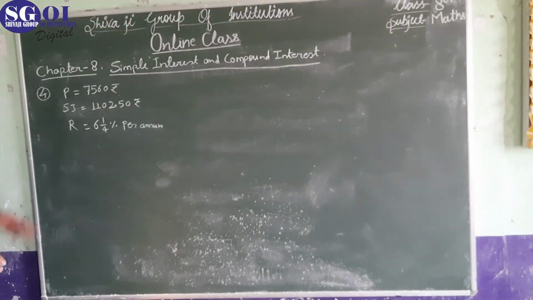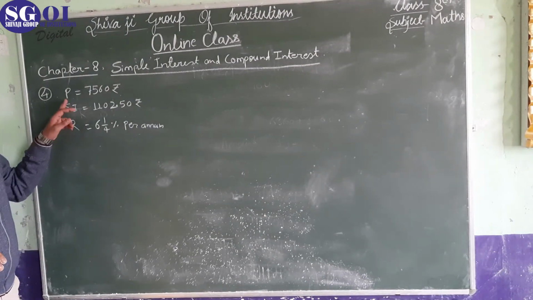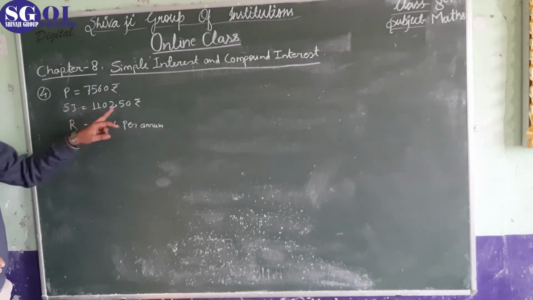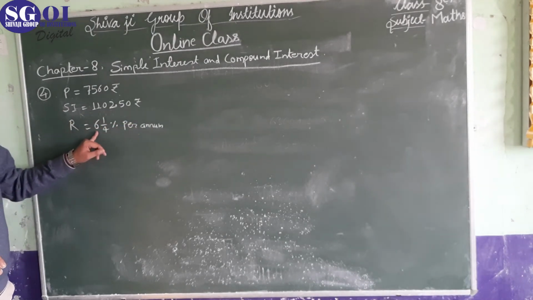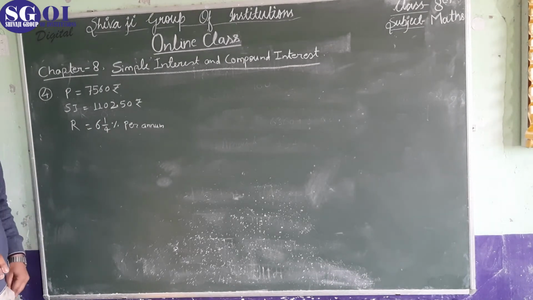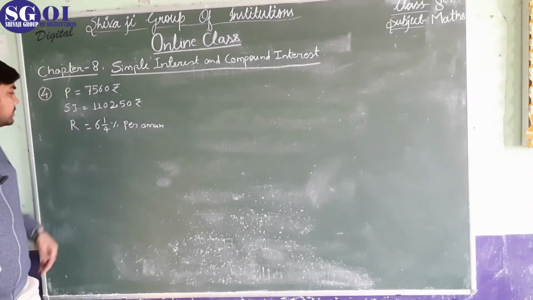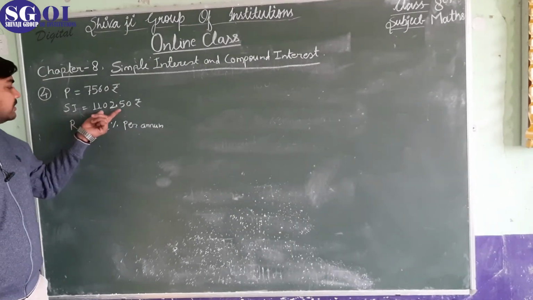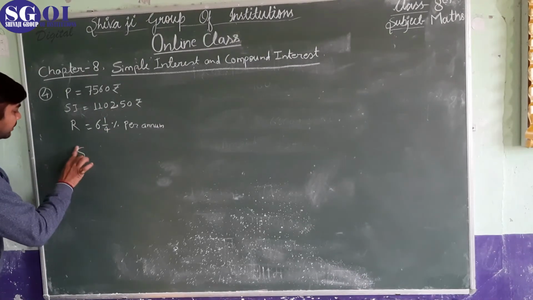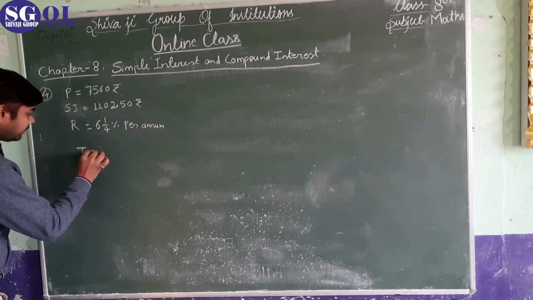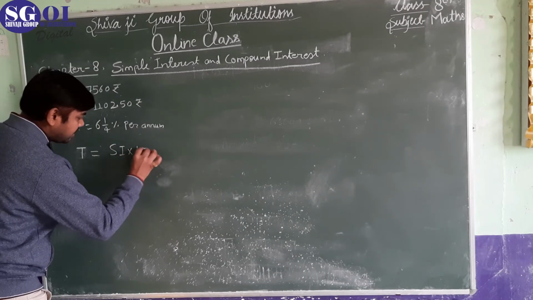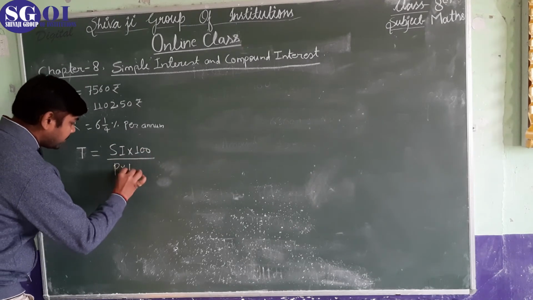Let's come to question number 4. In this question, principal is given as 7560, simple interest is given, and rate of interest is given as 6 1/4% per annum. It is asked what is the time period. If we want time, then the formula will be simple interest into 100 upon P into R.